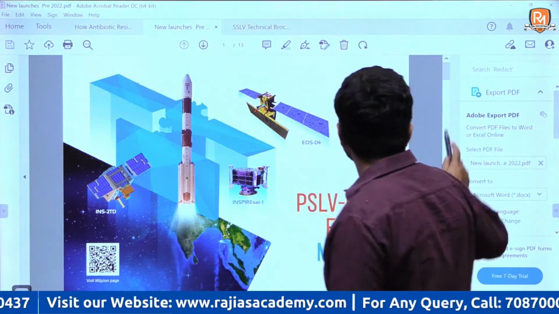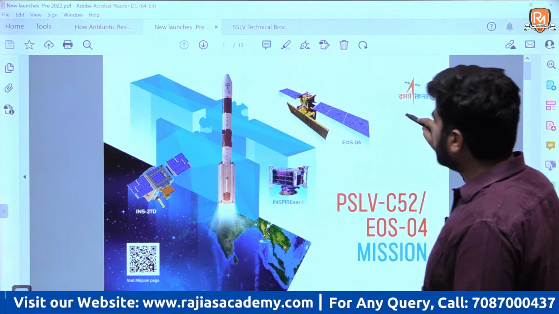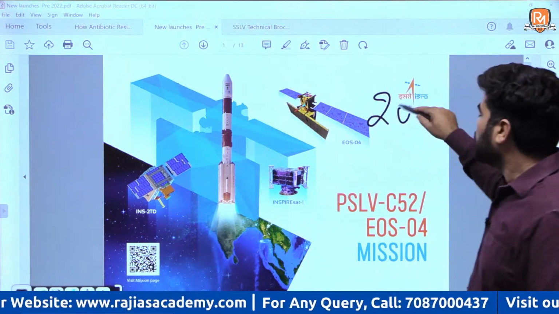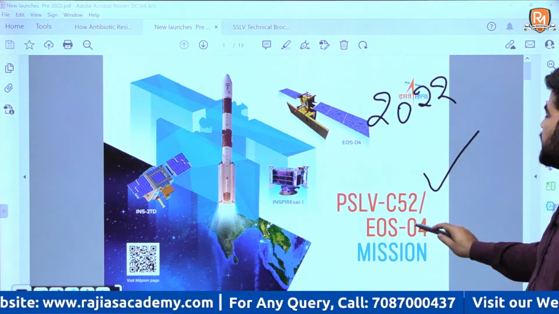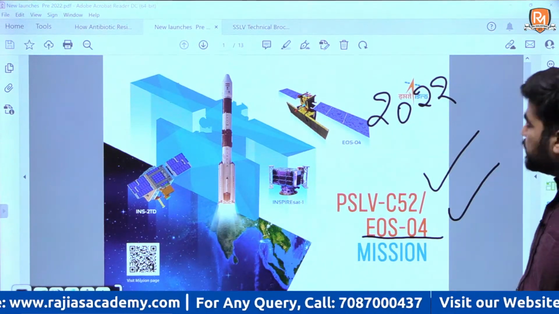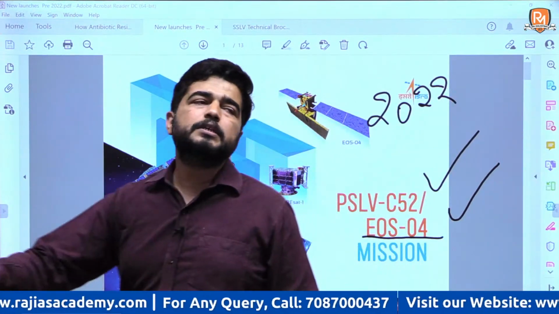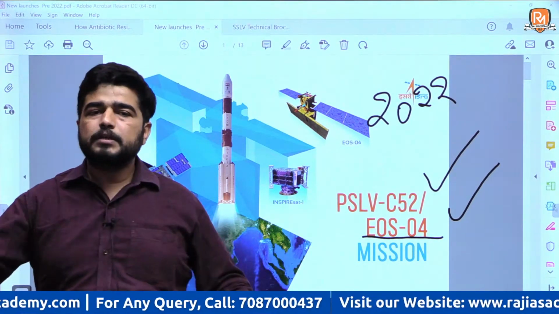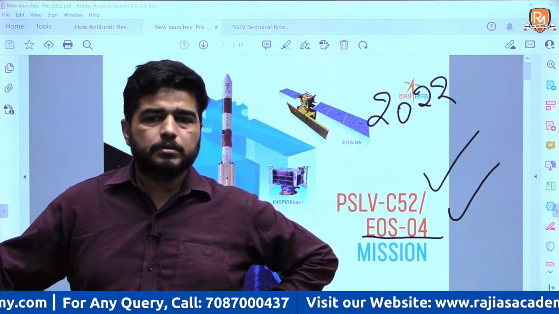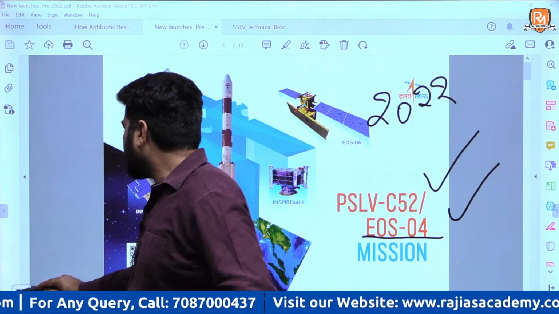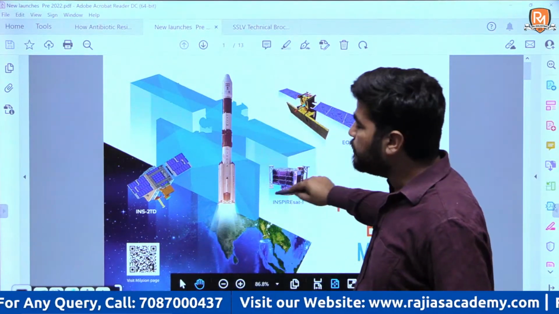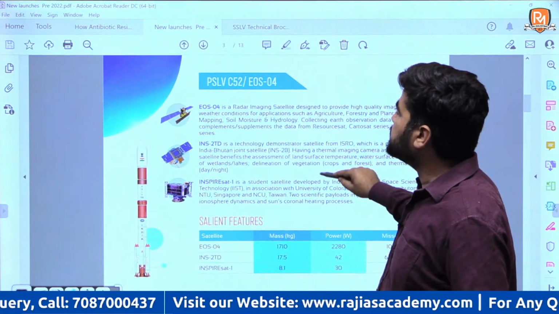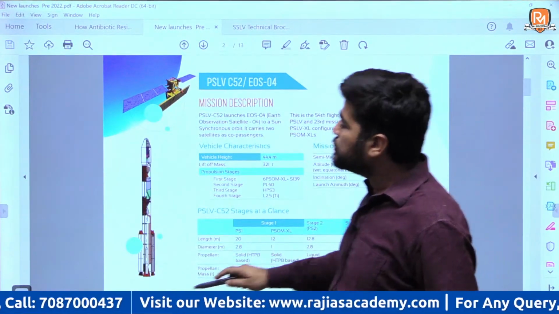So what are these? The first one, which was launched in February 2022, was PSLV C52 EOS4. EOS is Earth Observation Satellite 4. We will discuss what this is and why it was launched. So this mission was launched in February 2022. What was this launched by, which vehicle?